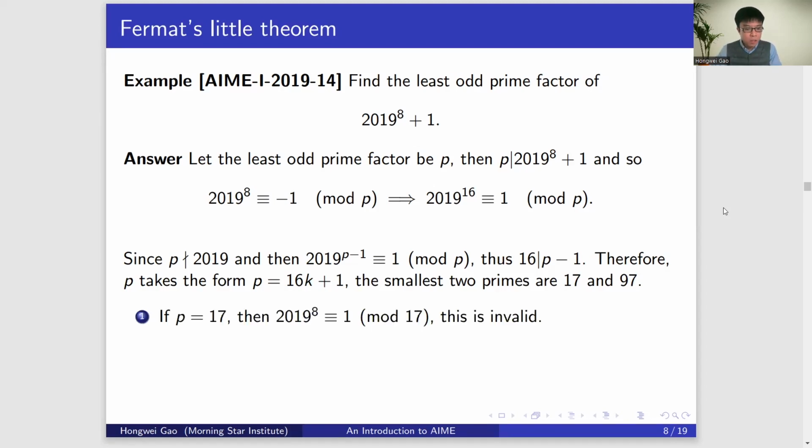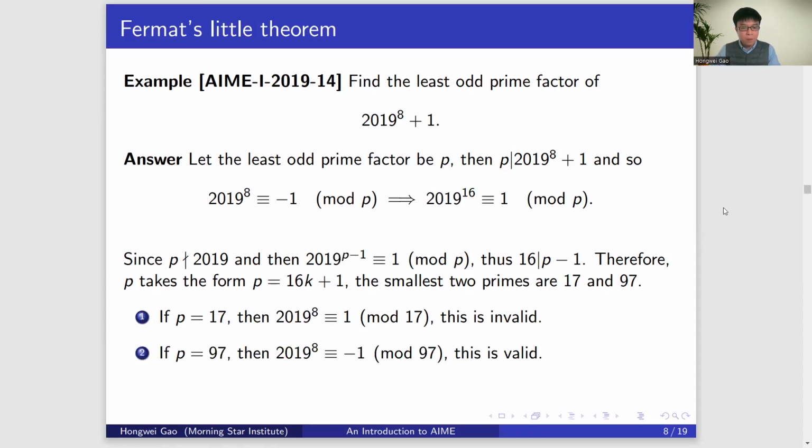If p is 17, 2019 to the 8th power has remainder 1 when divided by 17, which is not valid. And when p equals 97, we can see that 2019 to the 8th power is congruent to minus 1 mod 97. So this is valid. And the answer to this question is 097.